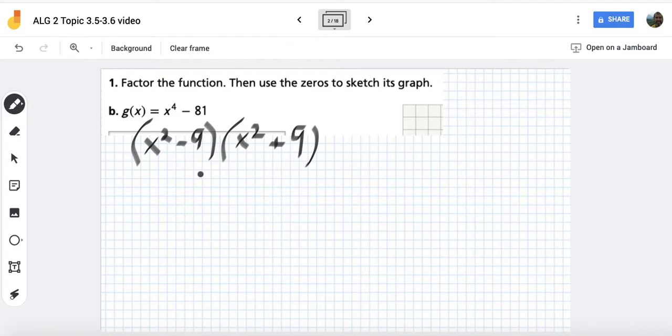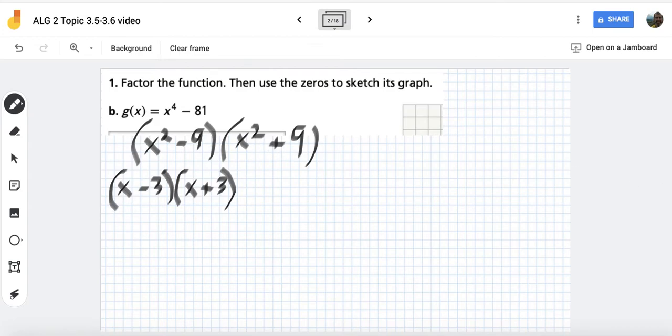Nothing else I can factor out of that. Oh, wait, x squared minus 9, this is the difference of squares again. So this becomes x minus 3 times x plus 3. The x squared plus 9 does not factor, that's the sum of squares, and we don't have that.